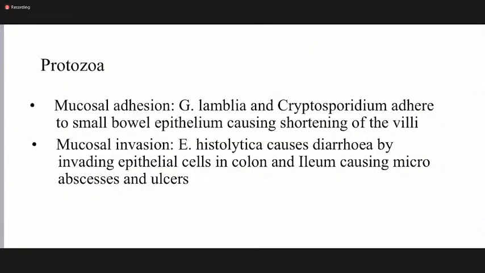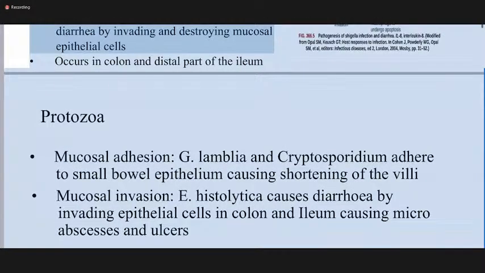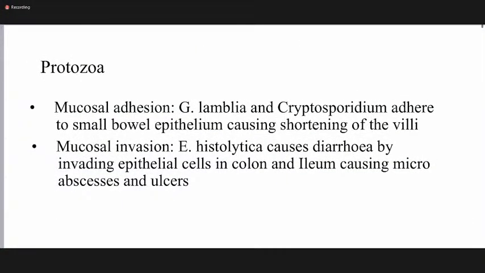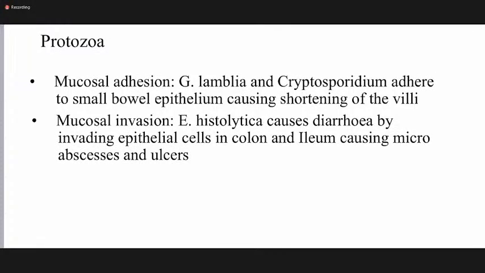Some of the protozoa like Giardia tend to adhere to the small bowel epithelium, so they don't actually destroy the epithelial cells, but they attach onto the epithelium and basically reduce the surface absorptive capacity, because they're just sticking on like gum onto the gut. We talked about invasion by bacteria, but some of the protozoa like Entamoeba histolytica can also invade the epithelial cells, especially in the large intestine, causing microabscesses and ulcers, leading to excessive secretions or diarrhea, and of course, blood-stained diarrhea as well. Next.